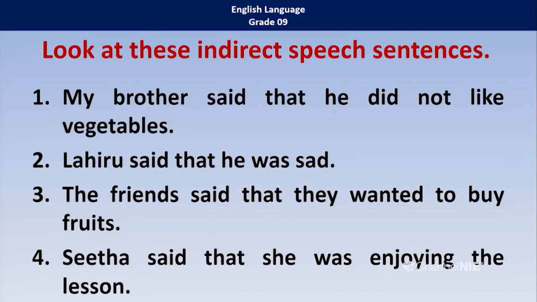All right. My brother said that he did not like vegetables. Look at the board very clearly. Look at the first sentence. Do you see any inverted commas there? You don't have any inverted commas. So a change in punctuation marks is there. And also, my brother said that. The word that is repeatedly used in all four sentences. Lahiru said that he was sad. The friend said that they wanted to buy fruits. Sita said that. The usage of the word that is also there. Observe these changes. This is how you write indirect speech sentences.